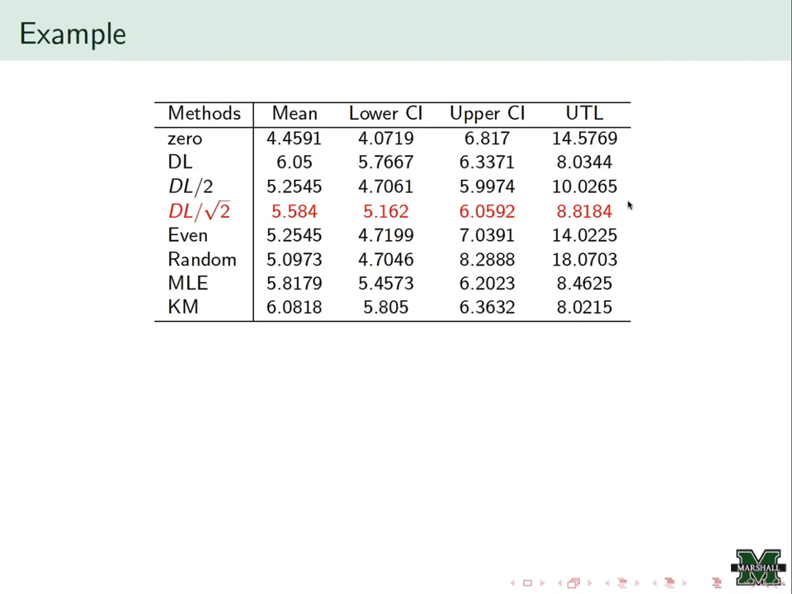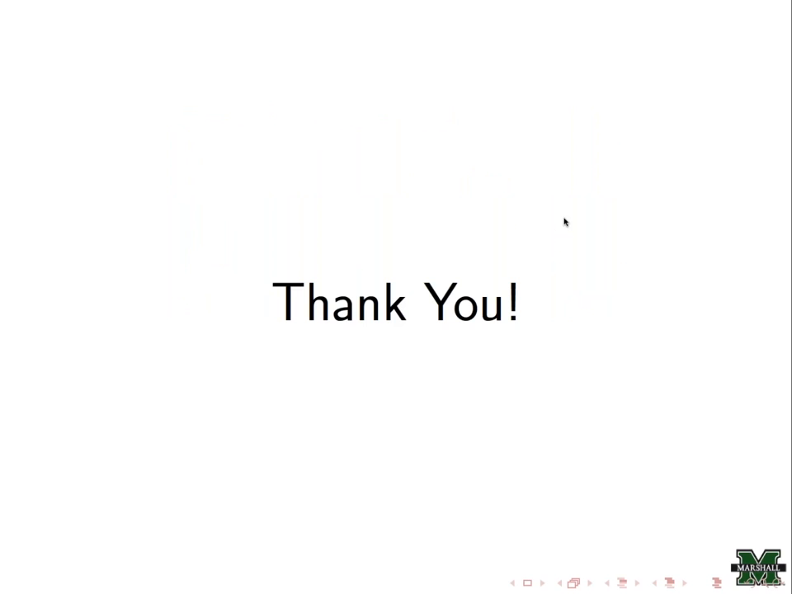But just looking at one of the methods that I recommended, the substitution with detection limit over square root of 2, the estimated mean would be 5.584 milligrams per kilogram of arsenic in that soil. And then looking at the upper tolerance limit, that tells us with 95% confidence that 90% of the arsenic concentrations are at or below 8.8184 milligrams per kilogram. So that tells us a lot about the data.